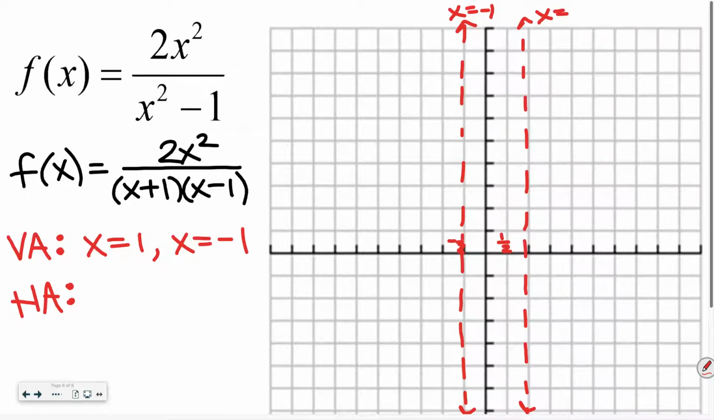All right, our horizontal asymptote. Answer me this: is the degree of our numerator and denominator the same? Yes. So Addie's suggestion was to look at the ratio of the leading coefficients, right? So Austin, what is the ratio of our leading coefficients? 2/1. So y equals 2 is our horizontal asymptote.